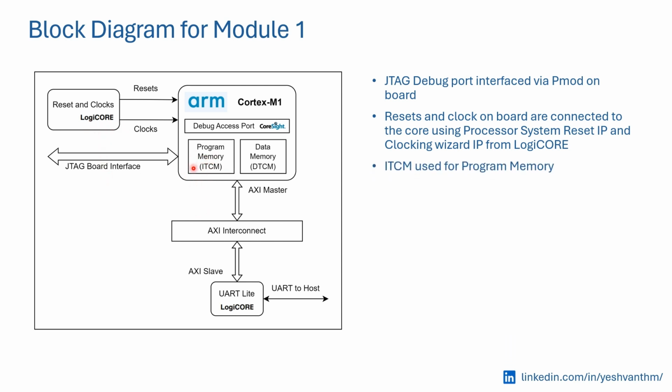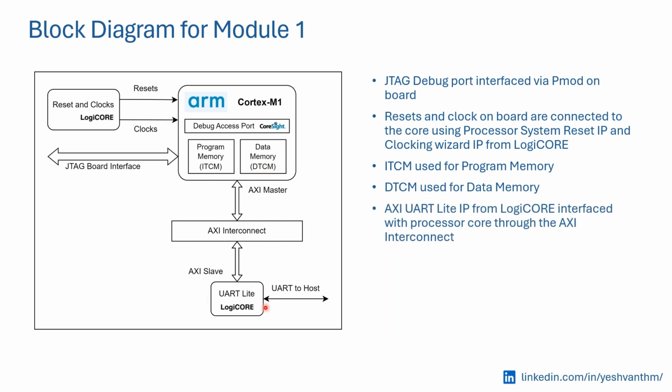ITCM is used for the program memory, DTCM is used for the data memory, and the AXI UART Lite IP from Logicore is interfaced with the processor through the AXI interconnect, and then it is connected to the board via the external FPGA pins. Keil MDK is used to build the software. This ends the theory part.